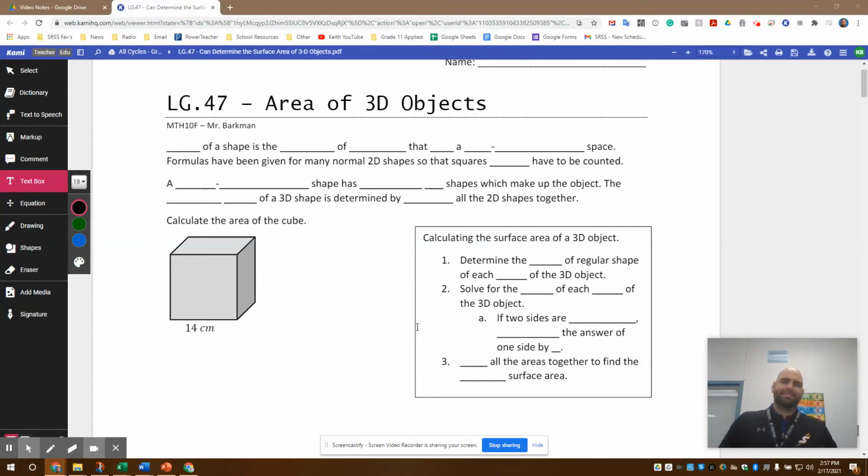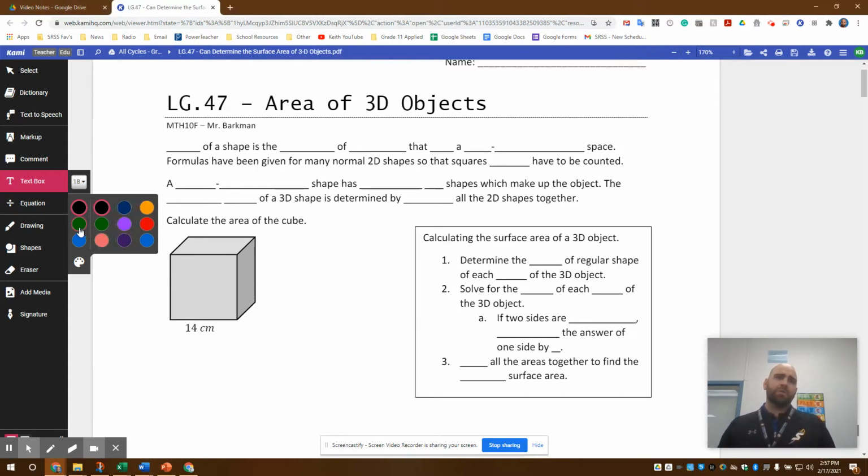Learning goal 47, we're going to be taking a look at the area of 3D shapes. We're going to start off with some basic 3D shapes, and we're going to move into somewhat 3D objects. We're going to look at basic 3D objects, and then we're going to take a look at a little bit more complex 3D objects before we move into the next lesson, where it's going to be even more complex 3D objects. But we're going to kind of move step by step into that realm.